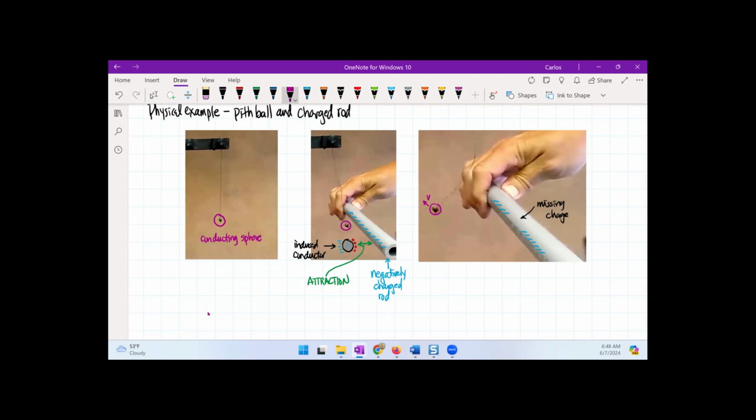And the reason it's moving here is because I have a negatively charged sphere. As a consequence, I now have repulsion.